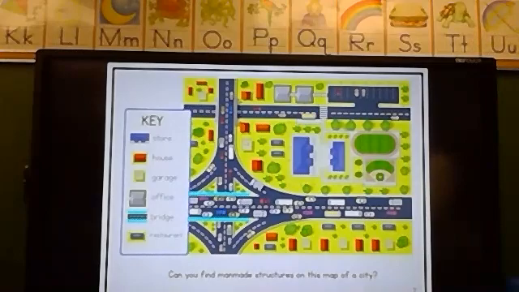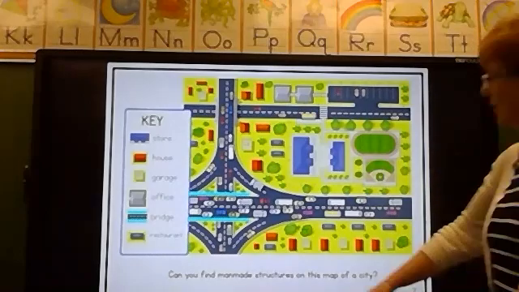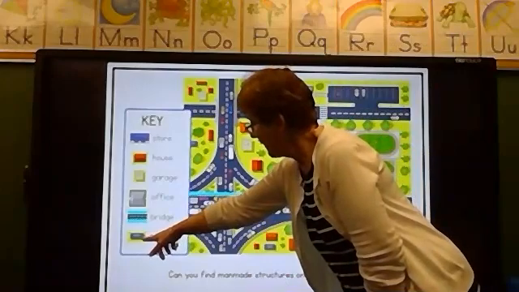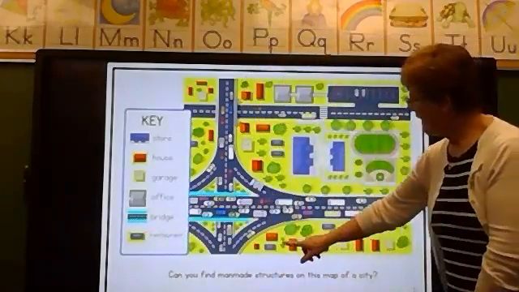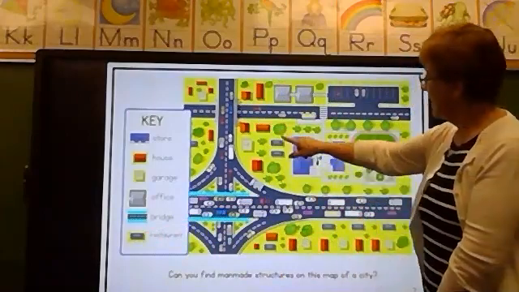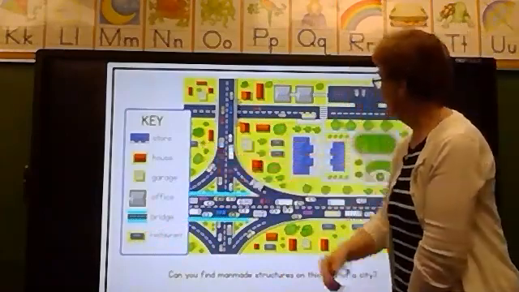I'm hungry. I wonder where I should go. Well, according to the map key, that's what a restaurant looks like. So I could eat anywhere along here, here, or over here.